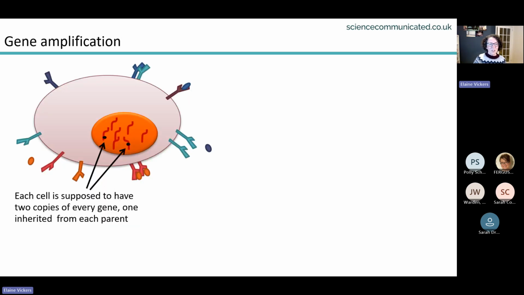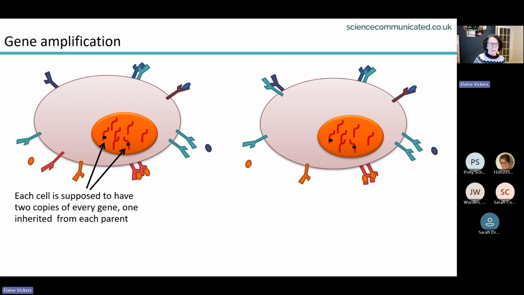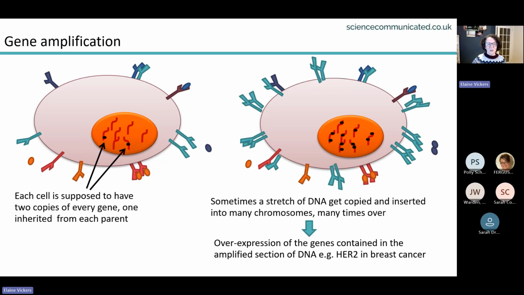Another type of damage is when you get extra copies of a gene made. We're supposed to have two copies of every gene because we inherit one from our mother and one from our father. But sometimes in cancer cells, you find there's extra copies of a particular gene or group of genes. An example being the ERBB2 gene for making the HER2 protein in breast cancer. In about 20% or so of breast cancers, there's extra copies of that ERBB2 gene, meaning the cell is making extra amounts of the protein from that gene, the HER2 protein.